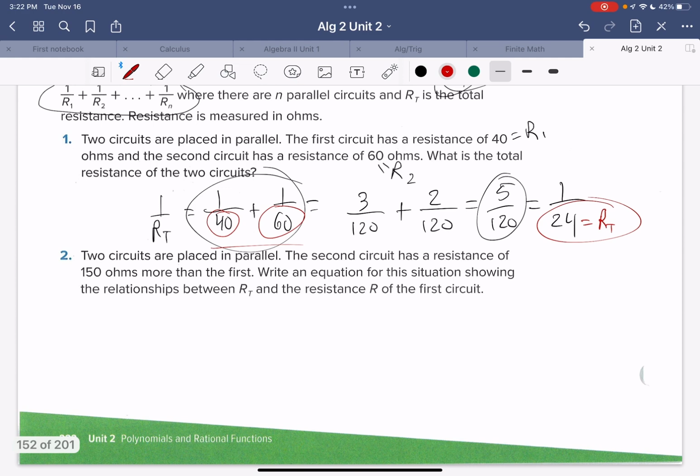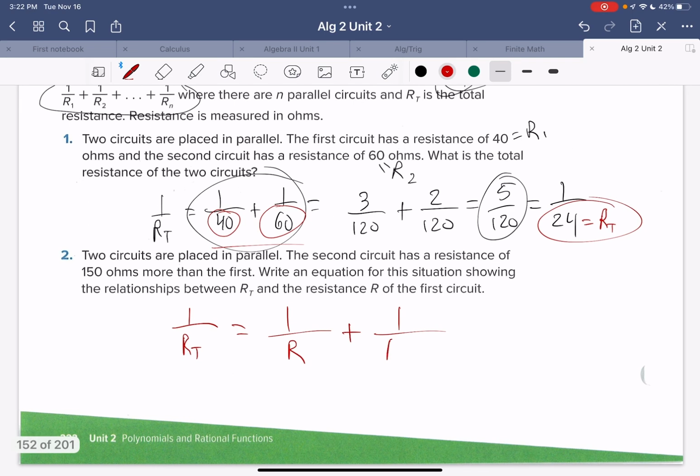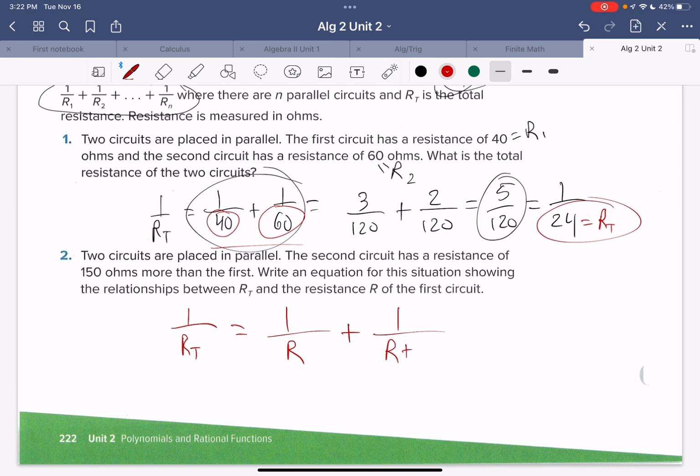Okay, now we're going to do 2 circuits, and the one circuit has a resistance of 150 ohms more than the first one. Write an expression for the following showing the relation. So 1 over RT, that's the total resistance. We got the first resistance is just R, and then the second resistance is 150 more. So how do I add 150 more? Well, I take R and I add 150. So there's the equation for this.